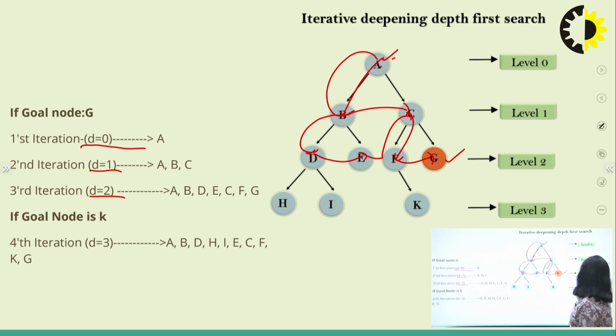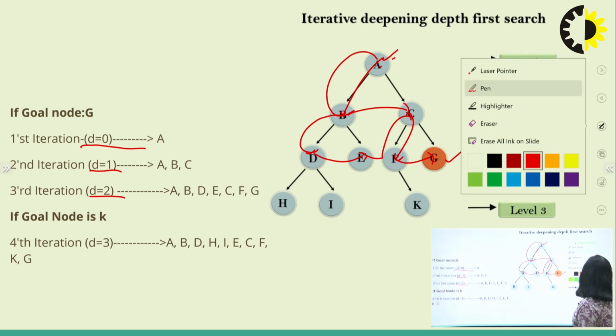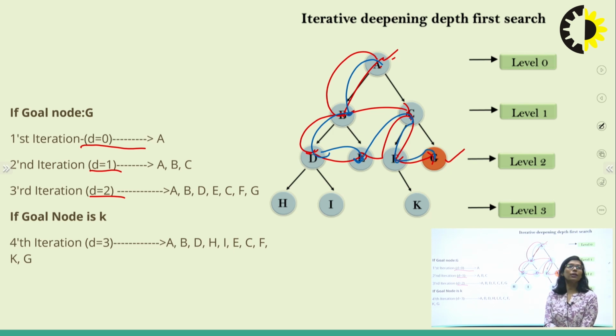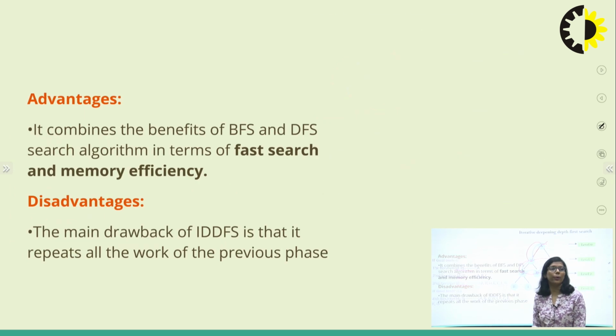I can change the color to show you. So what will be the third iteration? I will visit this node, then this node, this node, this node, this node, and this node. This will be our path in iteration number three. So in the third iteration, I will be able to find my goal node. And if the goal node is, suppose, K, it will take 4 iterations to find the goal node.